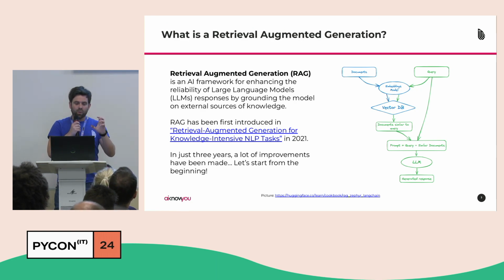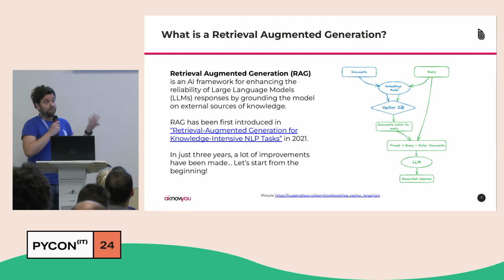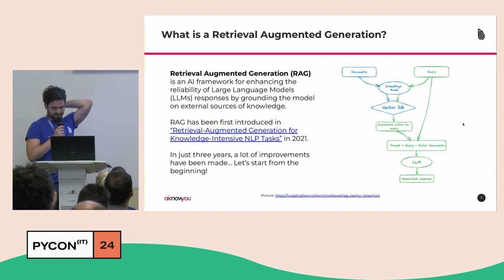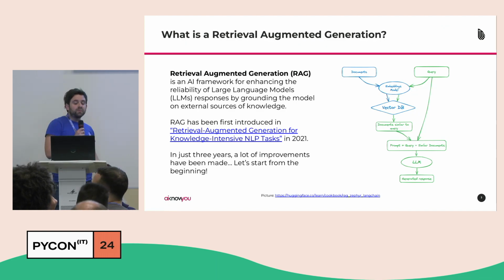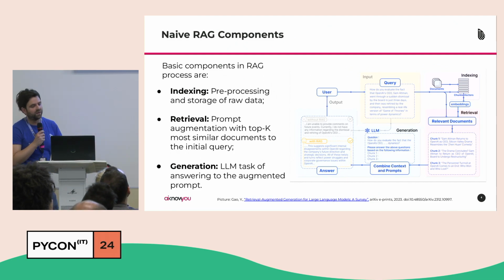So we can ground the information of the large language models with an external source of knowledge, or many external sources of knowledge. This is an example of what a RAG is, a simplified scheme, and a lot of improvements in the last three years have been made. So let's start from the very core of the RAG.